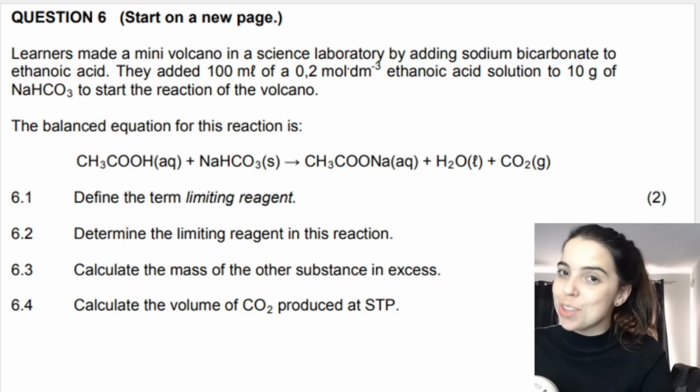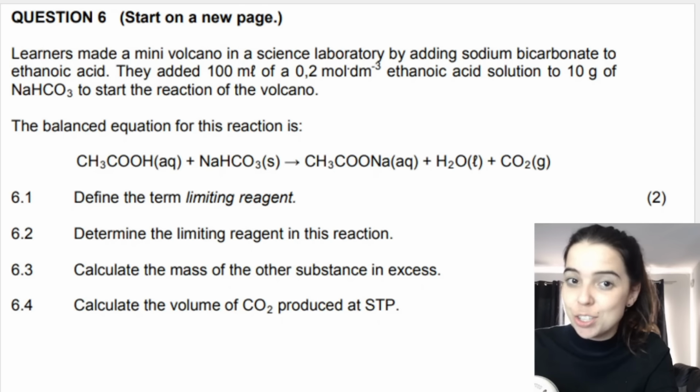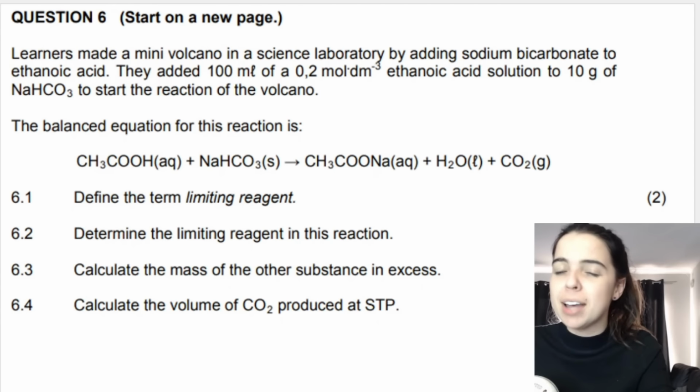This is the first question that we'll be looking at, and as you can see, they ask us to define the term limiting reagents. Then they want us to determine the limiting reagents, so figure out which of those two reactants are the limiting reagents. Then they want us to calculate the mass of the other substance that's in excess.